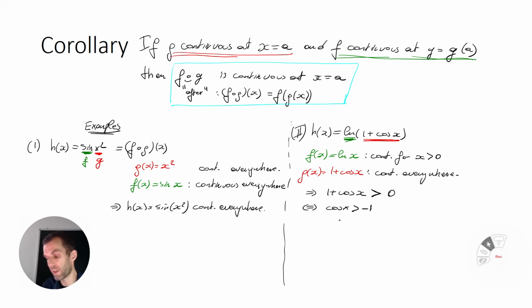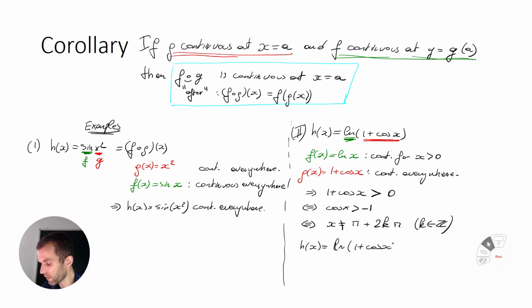We know that cosine x is always between minus 1 and plus 1, and we know it becomes minus 1 for pi, 3 pi, and so on. So cosine x is bigger than minus 1 when x is different from pi plus 2k pi, with k an integer. And so from this it follows that h of x, ln of 1 plus cosine x, is continuous for all x different from pi plus 2k pi, with k an integer.